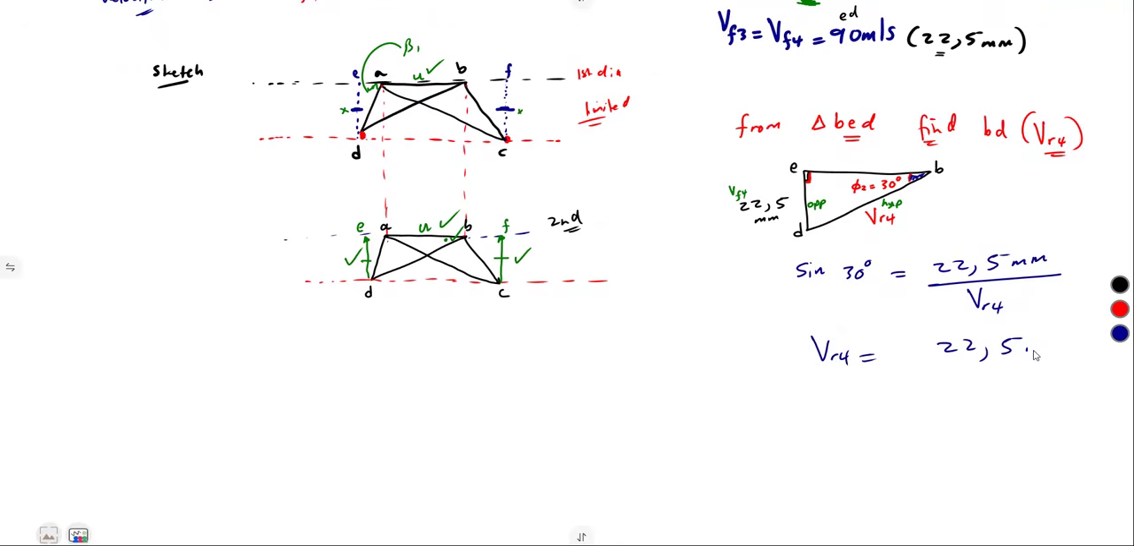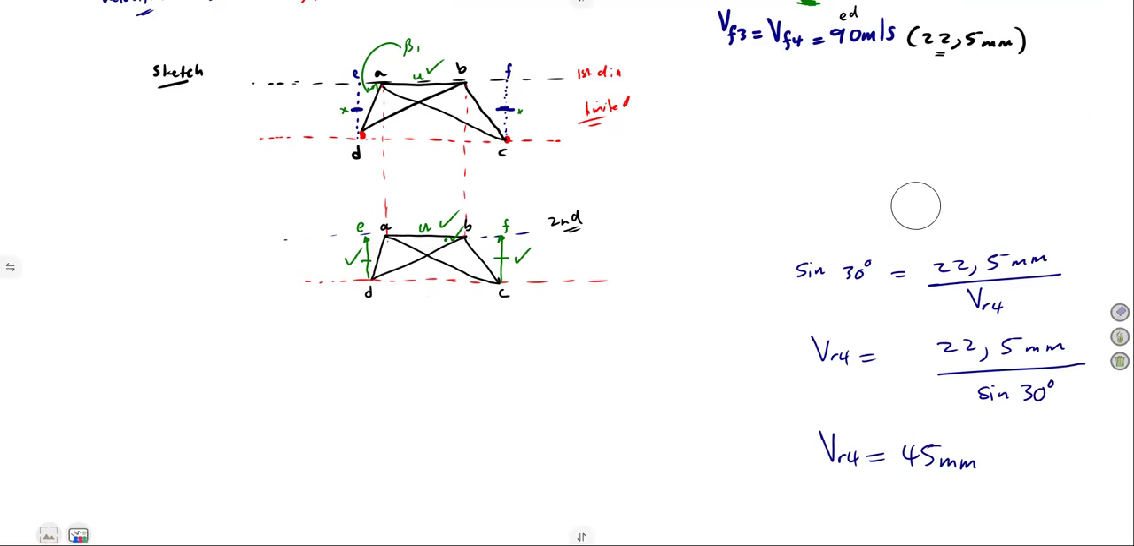So that's 22,5 millimeters over the sine of 30 degrees. That is our VR4. So 22,5 divided by the sine of 30 degrees gives us 45 millimeters. So from that triangle we have VR4, which is 45 millimeters. All right, so we have our VR4.